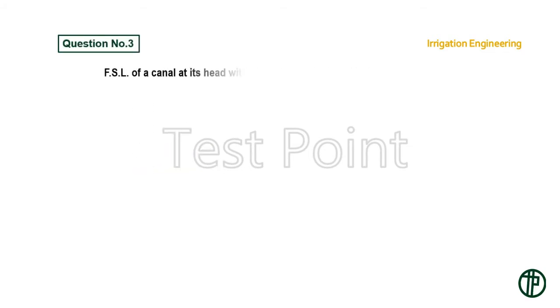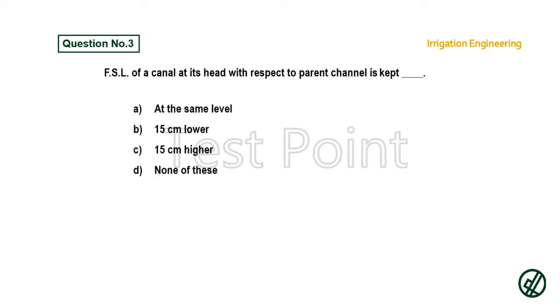Question number 3. FSL of a canal at its head with respect to parent channel is kept: Option A, at the same level. Option B, 15 centimeters lower. Option C, 15 centimeters higher. Option D, none of these. Answer is option B, 15 centimeters lower.